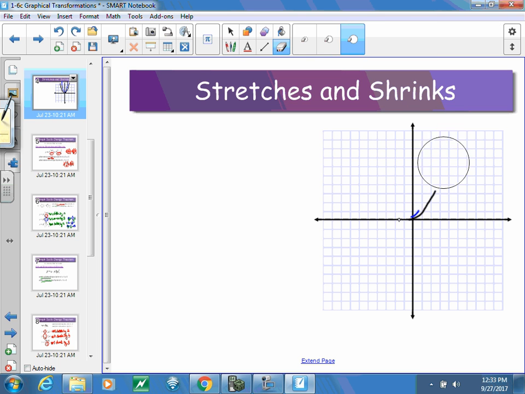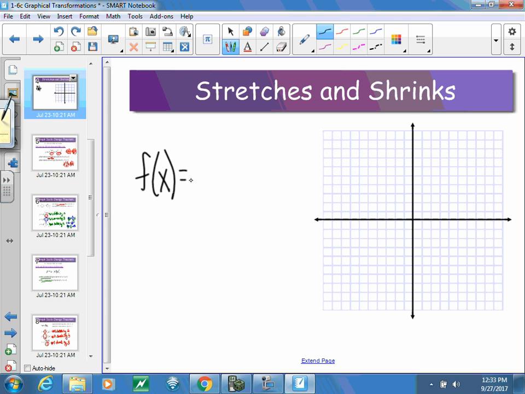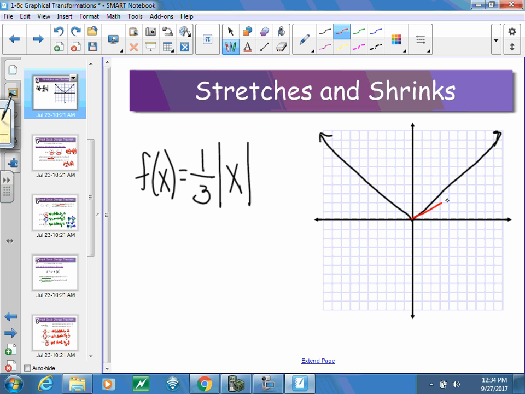We could do the same thing with dealing with absolute value. So we could take f of x is equal to 1/3 times the absolute value of x. Here's our parent function, and 1/3 is going to do a vertical shrink, which is actually going to make this wider. And that 1/3 right there is also, once again, going to be looking at what the slope of your two sections here are. We're going to have a slope of +1/3 as well as a slope of -1/3.